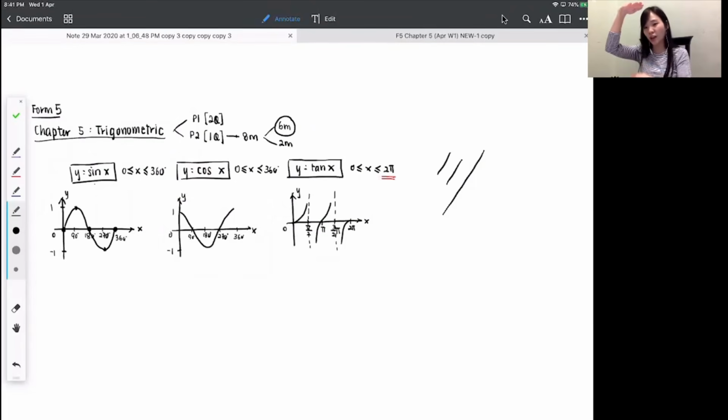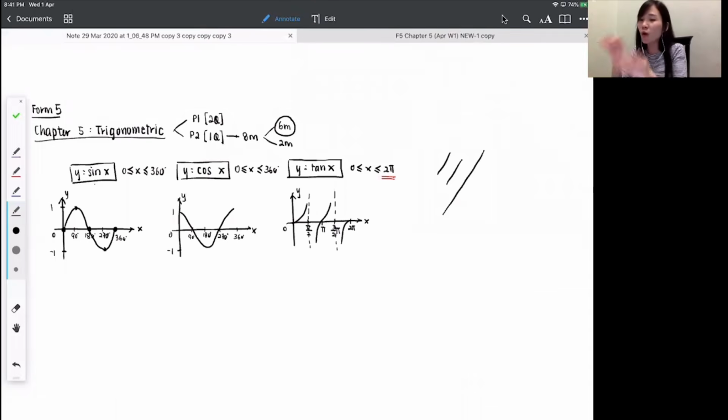The highest is 1, the lowest is negative 1. Cos graph, the underwear shape, also the highest 1, the lowest negative 1. But tangent, you guys realize the tangent is not continuous? And the tangent, isn't it, they will go up? They go up and go to where? They will just go up and up until infinity.